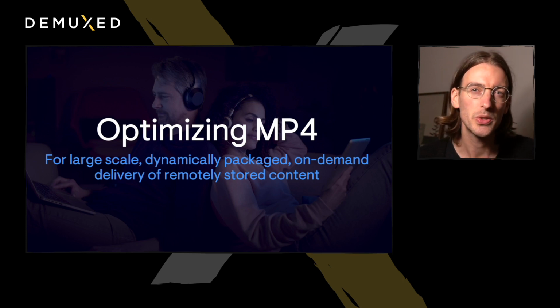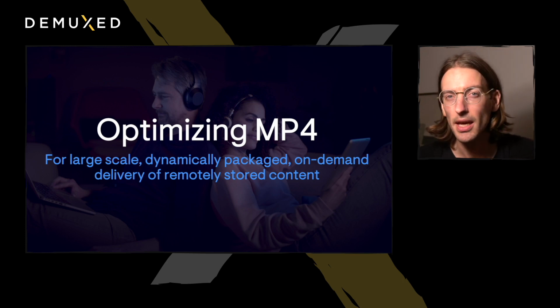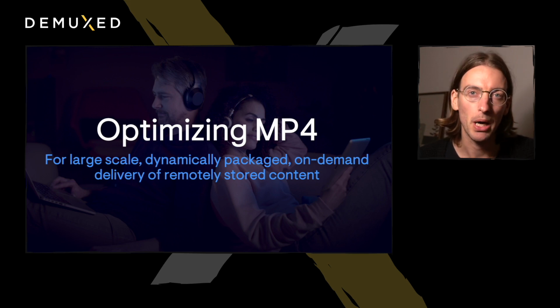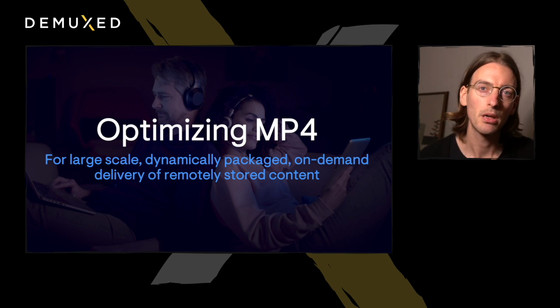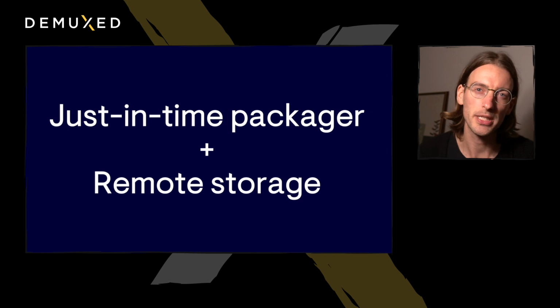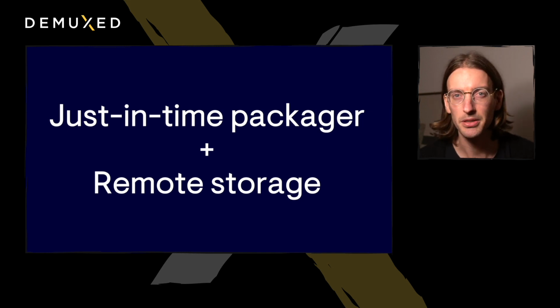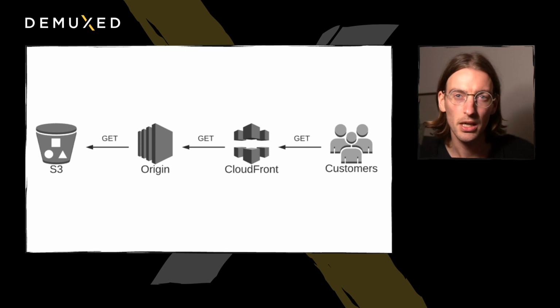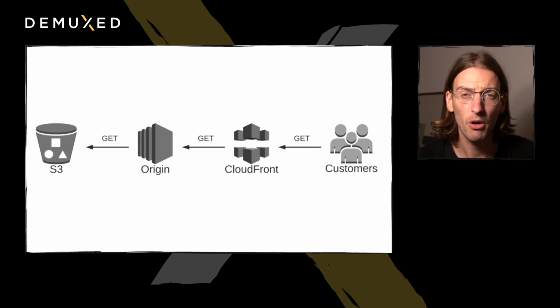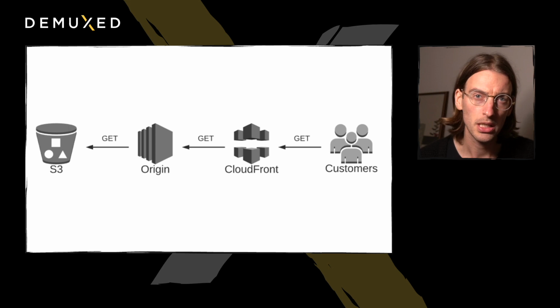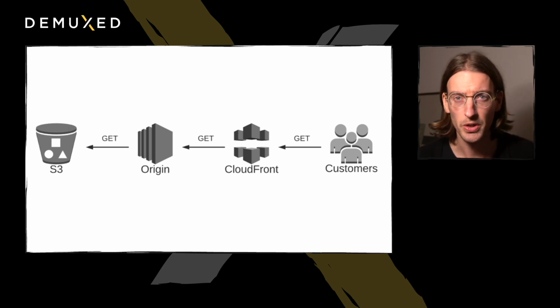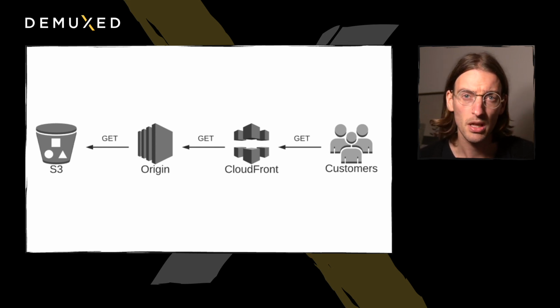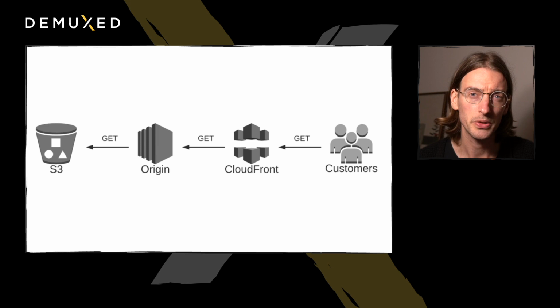I'm a streaming solutions engineer at Unified Streaming, and today I want to talk to you about optimizing MP4. Optimizing it in particular for setups that combine a just-in-time packager with remote storage. One like you can see here that runs in AWS or any other cloud. In this particular case, we have remote storage on S3 and we have a CDN in between the just-in-time packager and the customers that caches the most popular content.